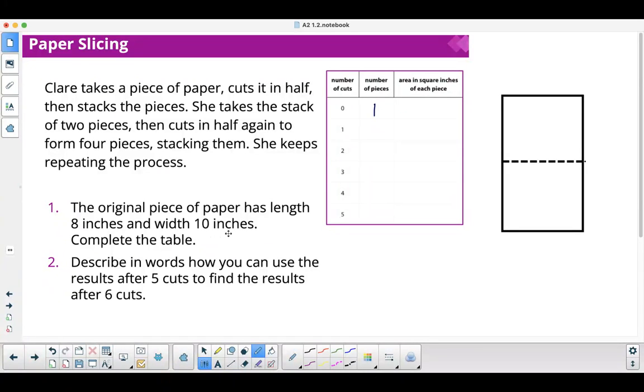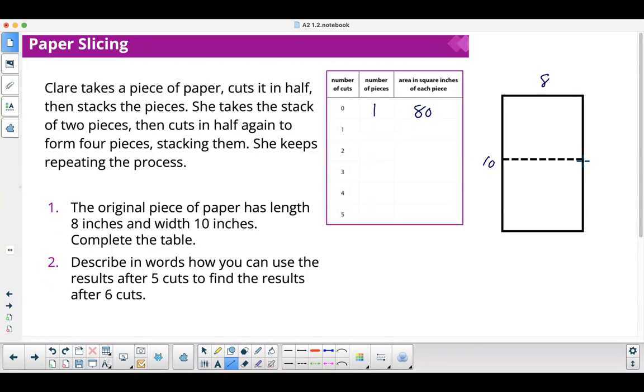And the original paper has a size of 8 by 10. So we want the area in square inches of each piece. Let me get rid of that cut. Let's start with the first piece first. So it's 8 by 10, so the area of that piece is obviously 8 times 10, 80 square inches. Okay, so then we're going to cut it. I want a dotted line. So we cut it right there.